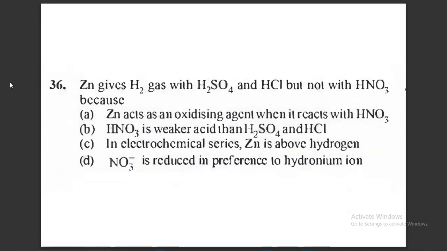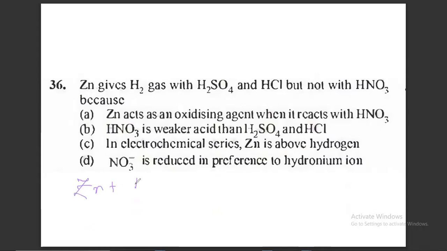Let's read question number 36. Zinc gives hydrogen gas with sulfuric acid, but not with nitric acid. It gives hydrogen gas with both sulfuric acid and HCl. So 36. Zinc gives hydrogen gas with dilute sulfuric acid and HCl, but not with nitric acid because in nitric acid, the nitrate ion is reduced and gives ammonium nitrate, nitrous oxide, nitric oxide, and nitrogen dioxide based on the concentration of nitric acid. So this zinc and nitric acid, at nearly about 6%, when they react. Let us write the reaction here.